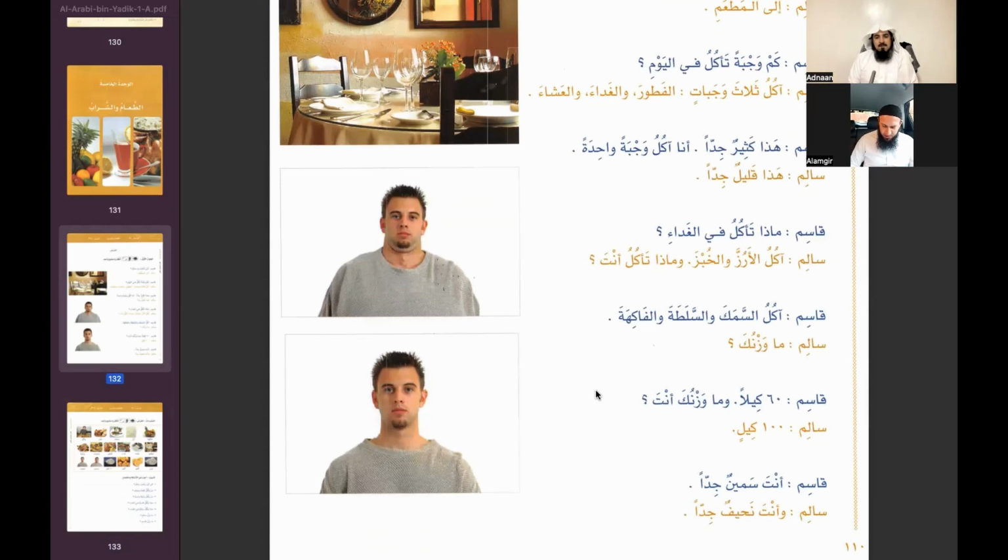ما وزنك؟ What's your weight? Wazn is weight, and the ka at the end means your. Ma waznuk? What's your weight? How do you say 20? No, that's 60. 20 is written the other way. Sittu is 60.